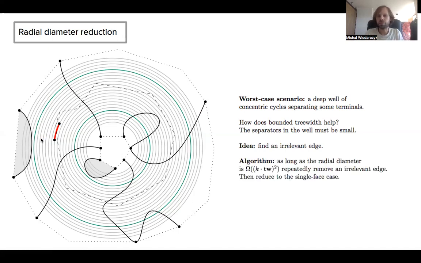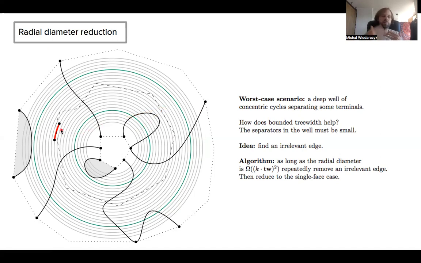Now the algorithm is as follows. We take an arbitrary planar embedding of the graph and look at the radial diameter of this planar embedding. So the maximum number of faces you need to cross to get from one vertex to some other. So maximal radial distance. And when this radial diameter is this big, then you can always find a structure like that, and you can identify an irrelevant edge and remove it.